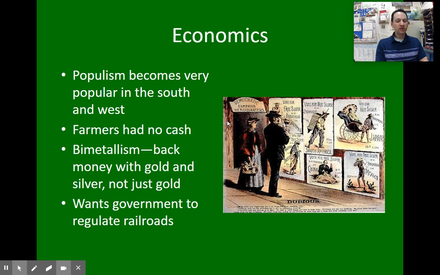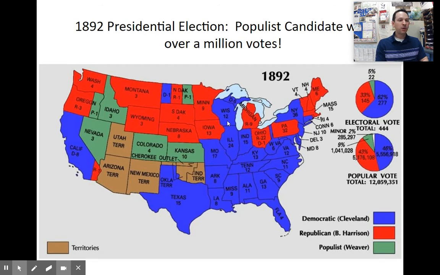Big business owners did not like the idea of going off the gold standard because that would inflate their money. It would make it much more valueless. So this was the big push in 1892 and 1896. In 1892, you have a third-party ticket that's formed, the Populist Party.